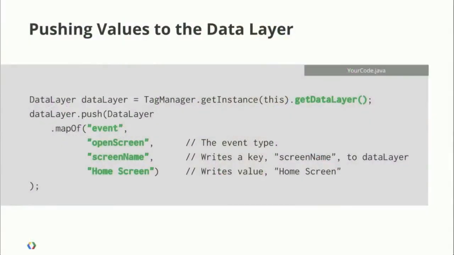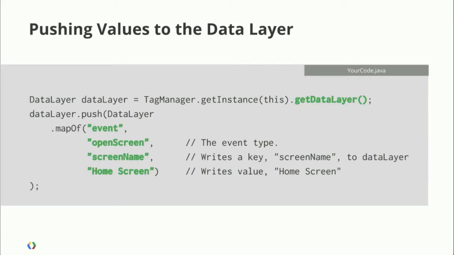The final calls you want to make, so the first ones we just saw are all you need to do from within your application to access these configuration values. The next thing you also want to do is tagging. And tags are executed in response to interesting things happening in your application. How do you specify an interesting thing happening? You push to the data layer. So the data layer is a collection of values, okay, which you can write to, and which the GTM runtime can actually have access to.